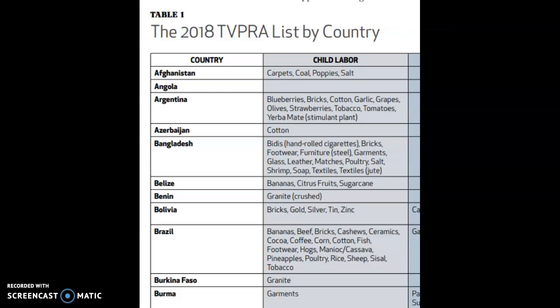Okay, the next thing that you're going to do is look over this list provided by the United States government. The Department of Labor published this list, and you are going to find 5 countries that you are interested in researching. So you'll jot these down on your note taker.